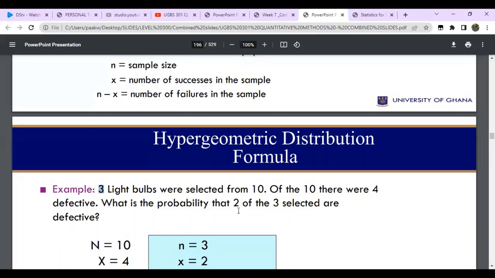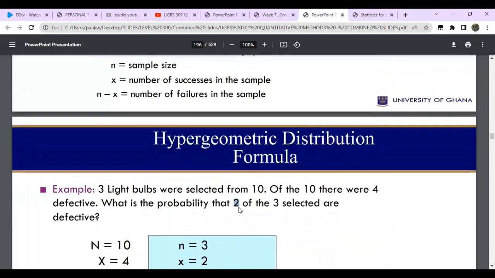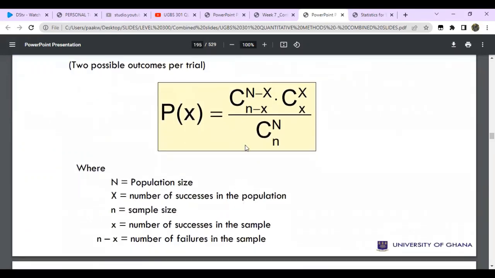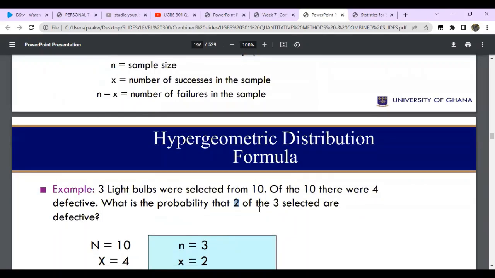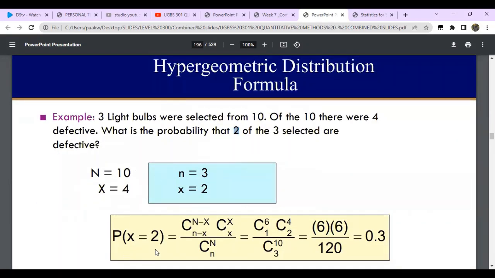And what's the probability that 2 of the 3 selected are defective? So the 2 here becomes your what? Small x. You get it? Then you substitute this info into the formula here. So the x becomes 2. So we are dealing with the small x. We are saying that C, the combination n minus x. So the big N minus big X.